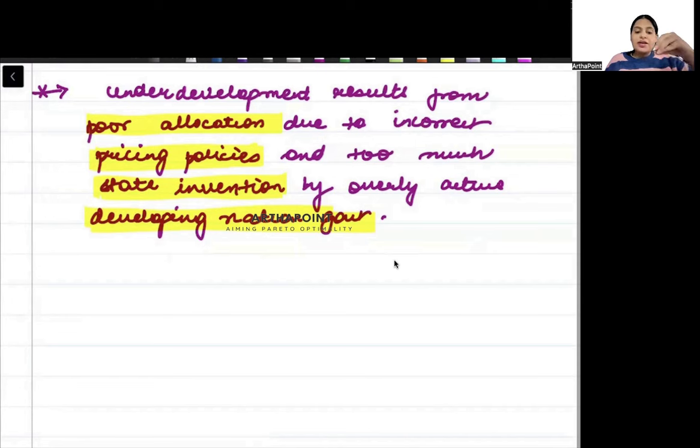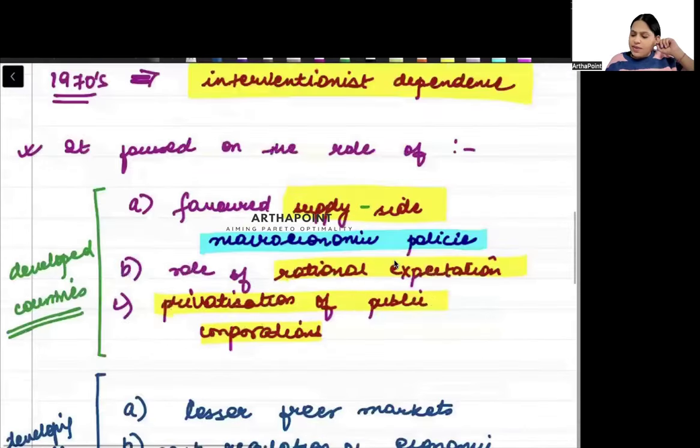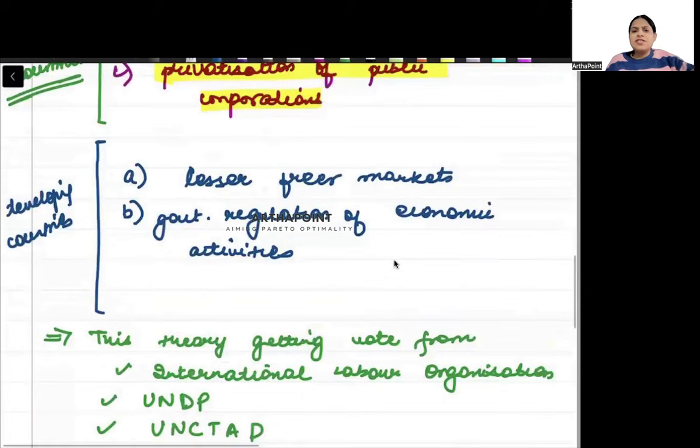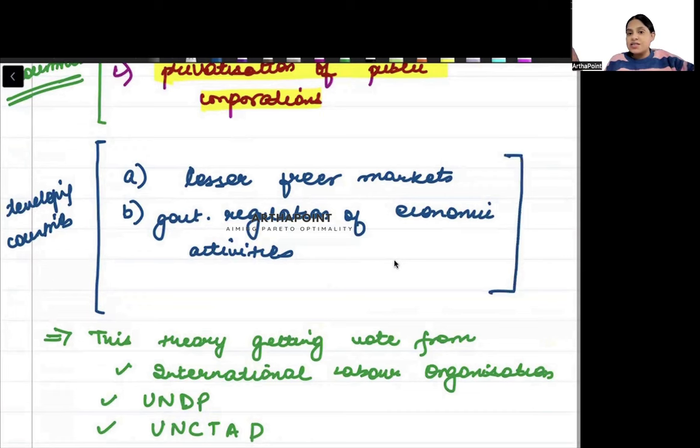So they argued that for the purpose of development, what you want is the role of free markets. आपको फ्री मार्केट की तरफ जाना पड़ेगा. You will have to go towards free market. ठीक है? अब you may ask, ma'am, then why are we saying developing country have lesser freer market and government regulation? So basically this is there, right? This happened, right? कि the developing countries had this situation existing. हाँ, वहां पे लेस फ्री मार्केट्स था, वहां पे गवर्नमेंट रेगुलेशन कम था, right?